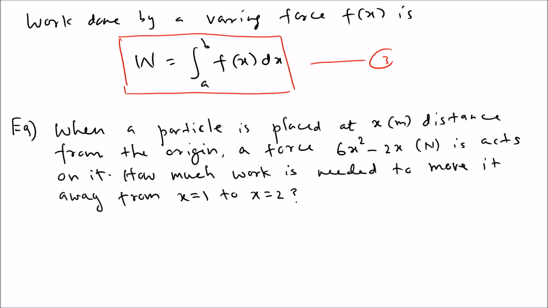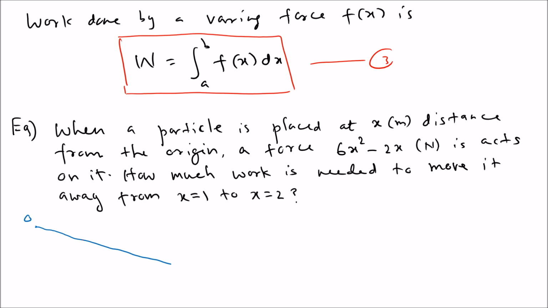So what the problem says, when a particle is placed at x meters distance from the origin, a force 6x squared minus 2x in Newton is acted on it. How much work is needed to move it away from x equal 1 to x equal 2? Always, this kind of thing is going to help you if you draw it. So the situation is like this. We can say there's an object at the origin.